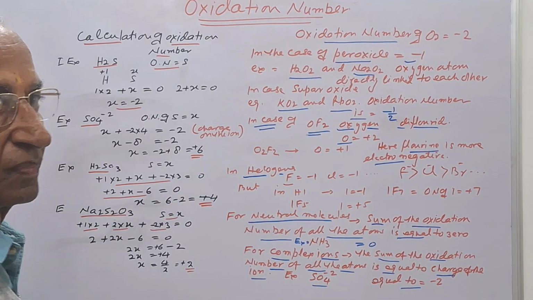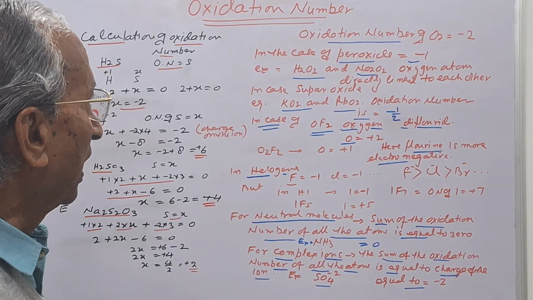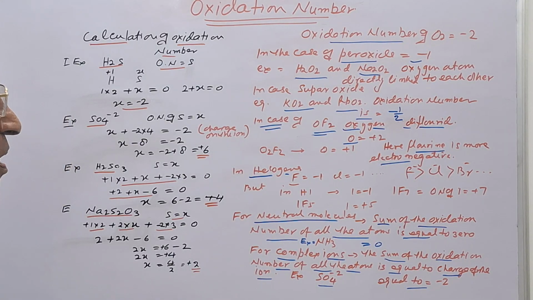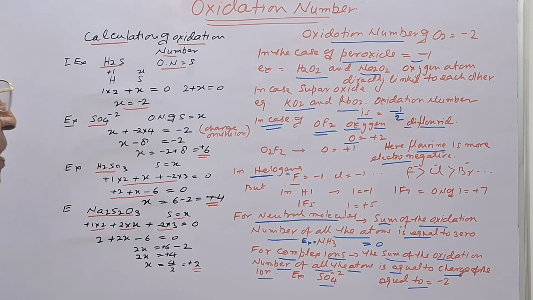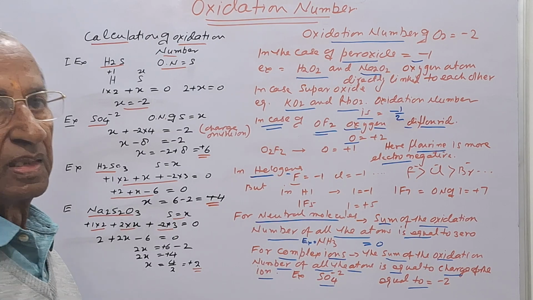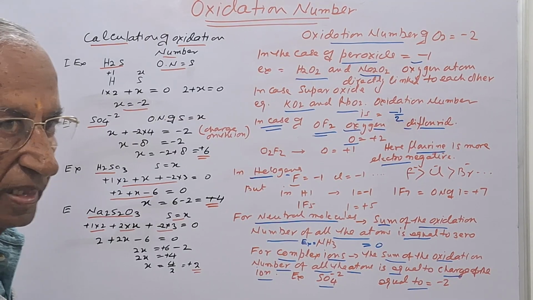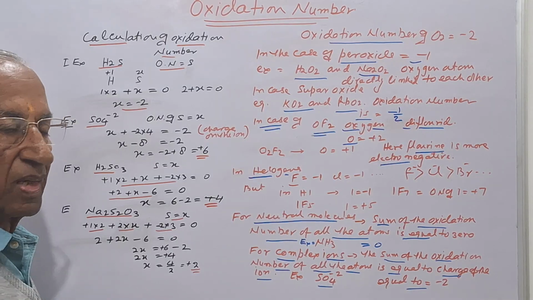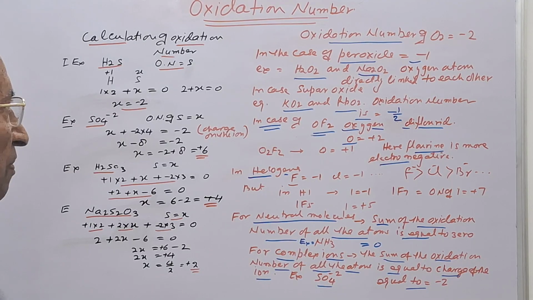Oxidation number. In my last video, I explained and defined oxidation number, and also explained different conditions of the oxidation number. Today, I will give you more information regarding the oxidation number of the atoms and the ions, and also how to calculate the oxidation number of an atom in a compound or in the case of the ions.